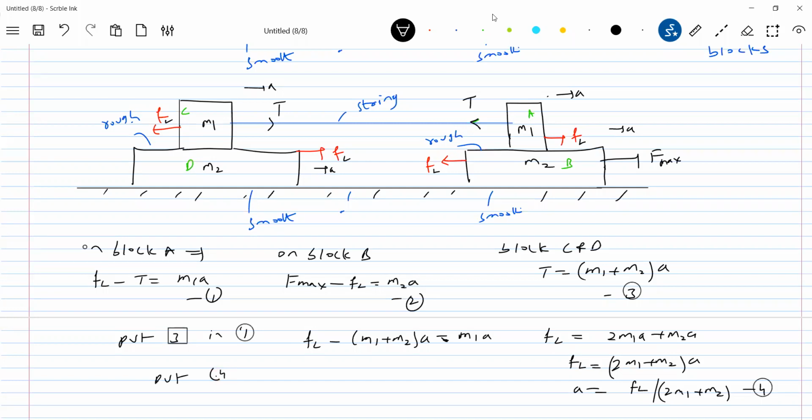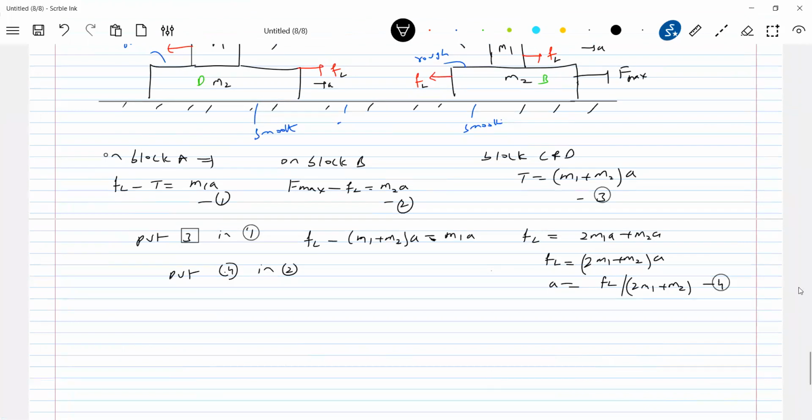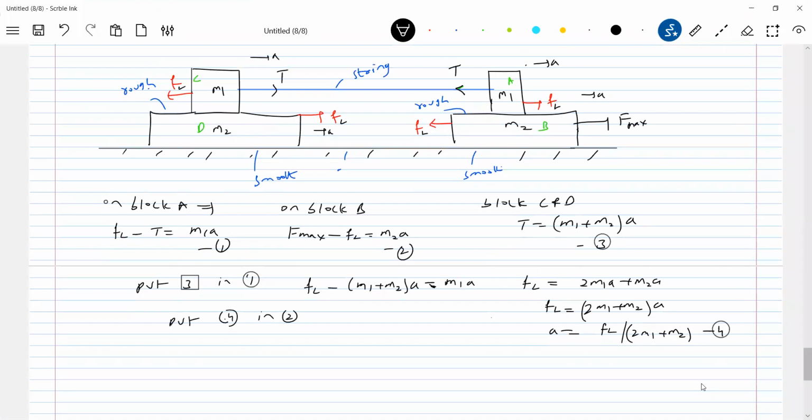Put 4 in 2, substituting equation 4 into it. Let's go for the calculation now. F max minus FL equal to M2 FL by 2M1 plus M2.